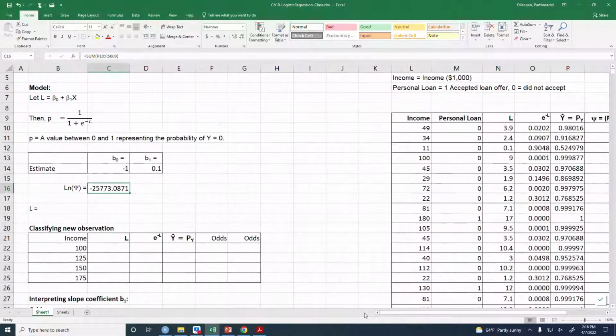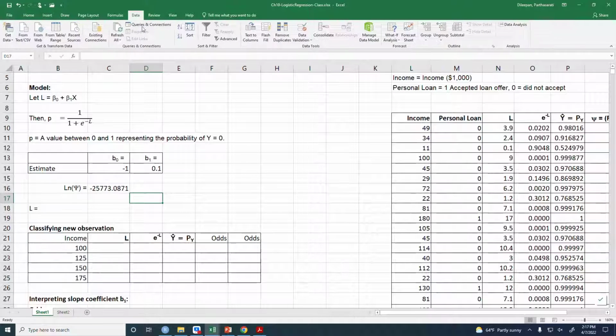So our estimation problem, which is called the maximum likelihood estimation, is that this is the probability of all of those target values. So we want b sub 0 and b sub 1 estimated in such a way that this likelihood is maximized. That's why it's called maximum likelihood estimate. So how can we do that? Well, there are lots of procedures for doing this. In Excel, you can use solver.